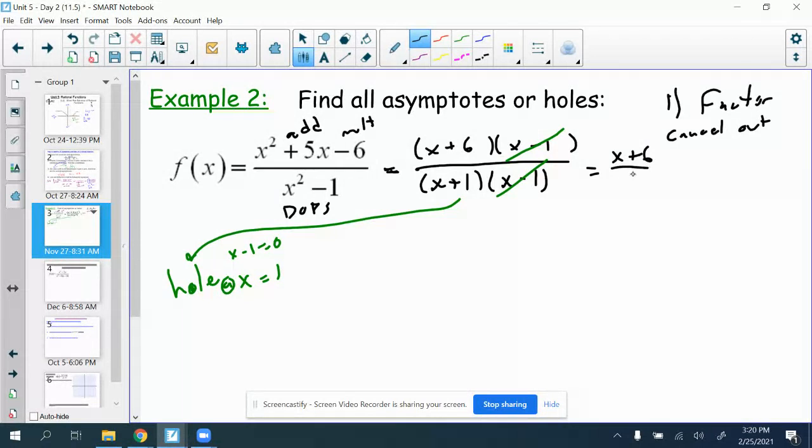What's left over now is x plus 6 over x plus 1. So the y value, if I put 1 in for x, so 1 plus 6 over 1 plus 1, gives me 7 over 2, or 3.5, okay? So my hole would be at 1 comma 3.5.